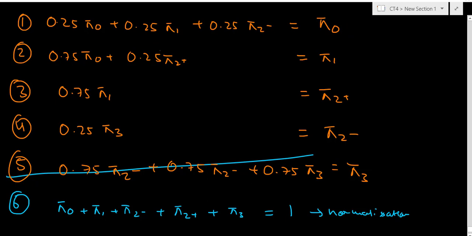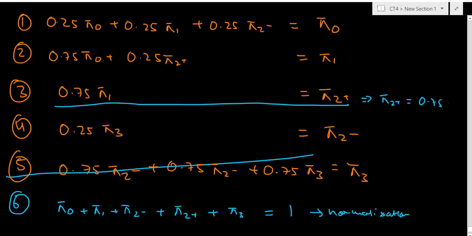So let's say I decide to take pi 1 as the working variable. Now I need to express each one of the pi's in terms of pi 1. The first equation that I have is pi 2 plus is equal to 0.75 pi 1. This is how I can express pi 2 plus. This is one equation that you have.